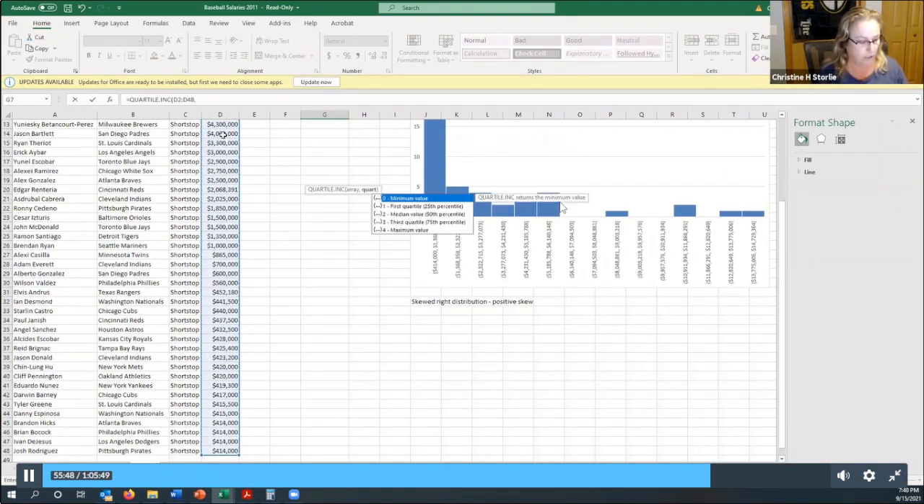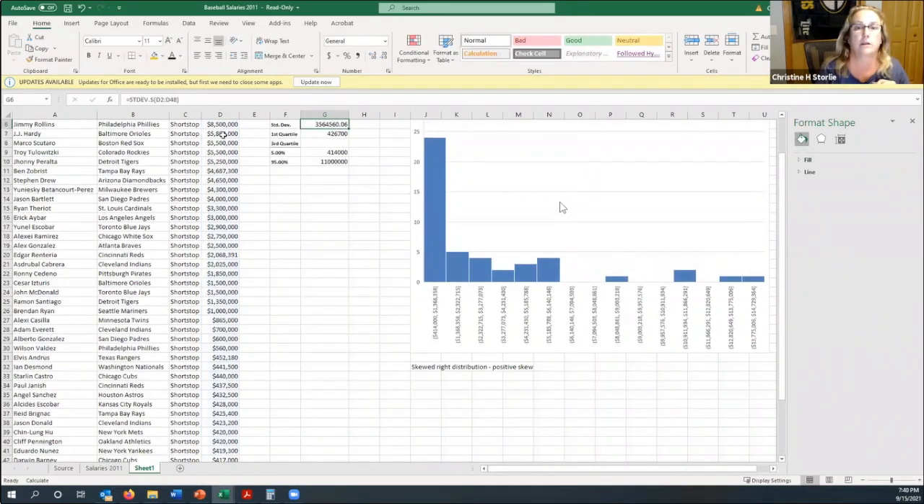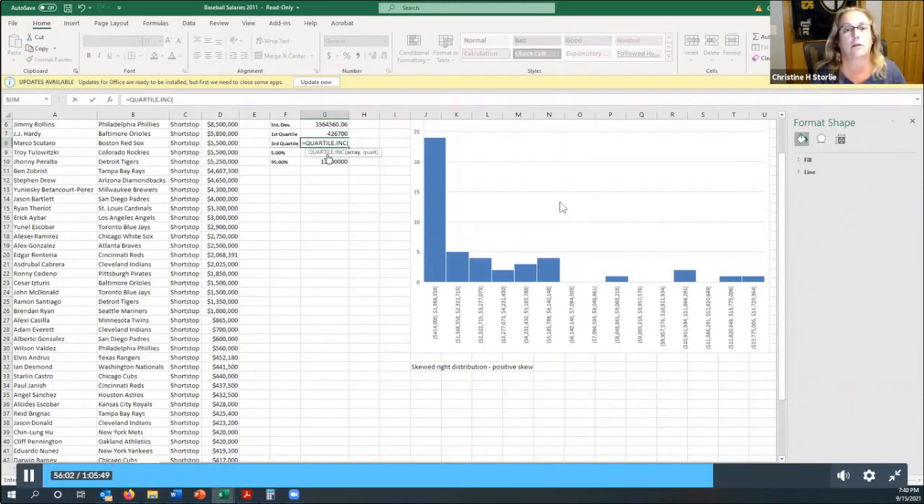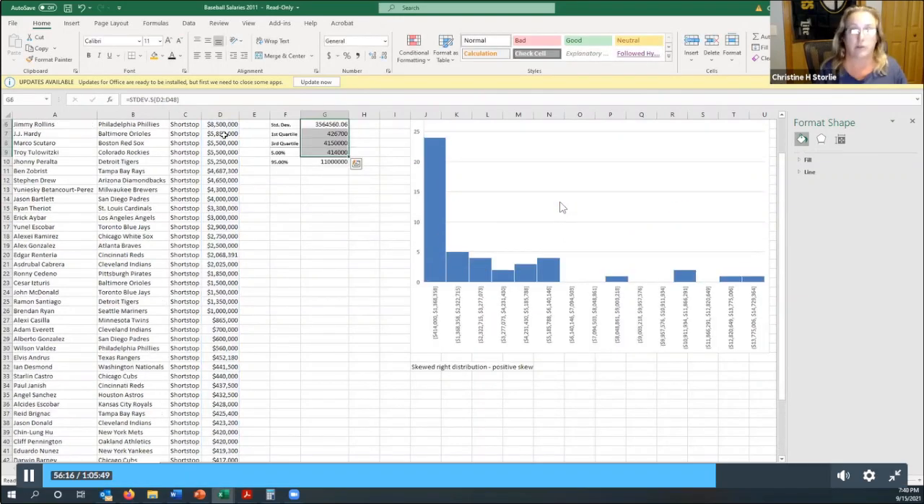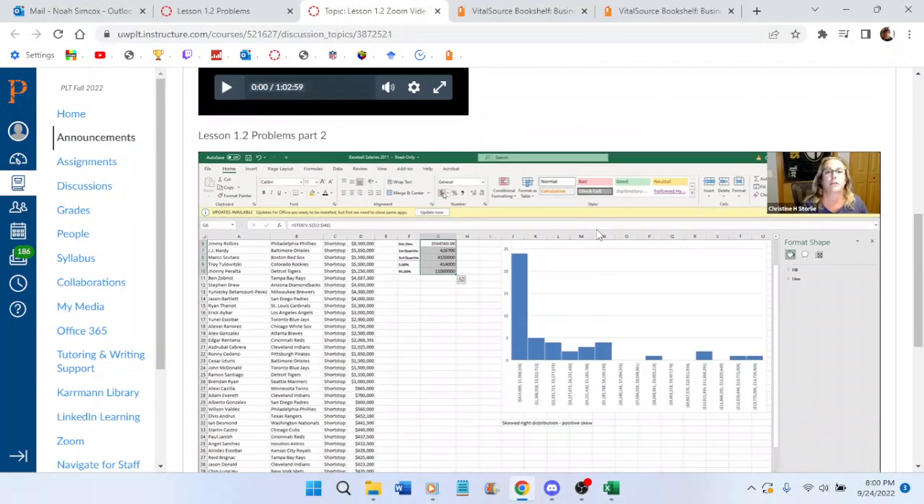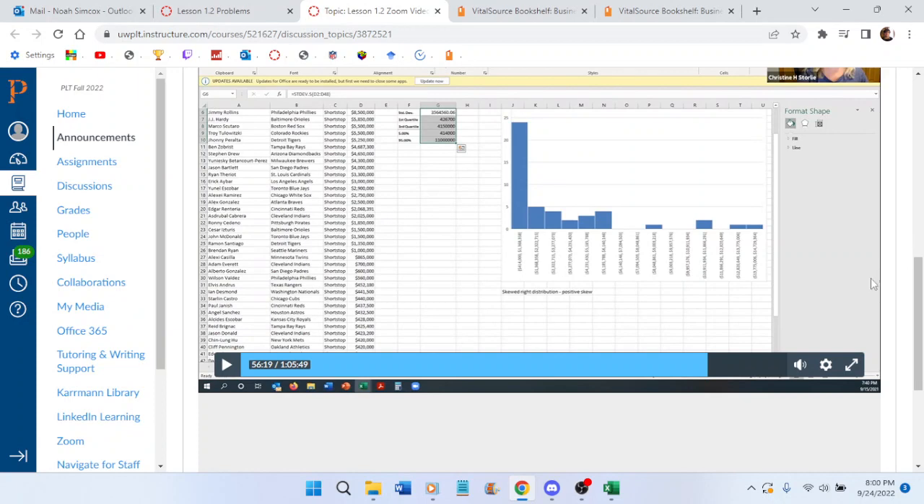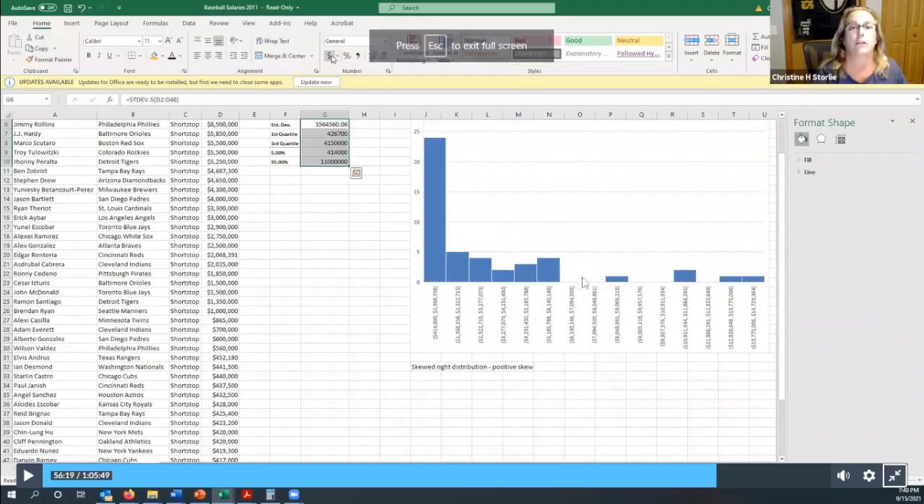Comma. Quartile. So this one she did quartile 1, and close the parenthesis. You could do quartile and the 1 for the first quartile, then array of 3 for the third quartile. Close my dollar amounts. Okay, so let me just check. 426,700, 150, 414, and 11 million. So it looks like we're good there.